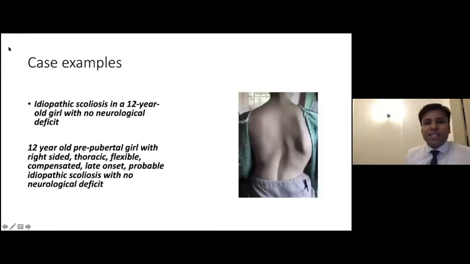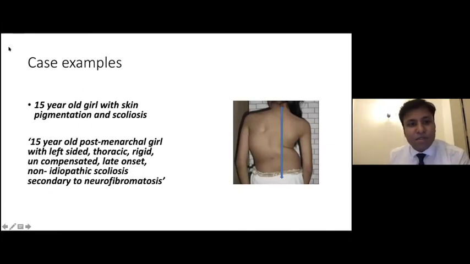The second example is idiopathic scoliosis in a 12-year-old girl with no neurological deficit. You say 12-year-old pre-pubertal girl with right-sided, thoracic, flexible, compensated, late onset, probable idiopathic scoliosis with no neurological deficit. This is a third example of a patient, 15-year-old girl who presents to you with skin pigmentation and scoliosis. It's not difficult to understand that these are cafe au lait spots. So you're dealing with a case of neurofibromatosis. How will you put it? You can say 15-year-old post-menarchal girl with left-sided, thoracic, rigid, uncompensated, late onset, non-idiopathic scoliosis secondary to neurofibromatosis.